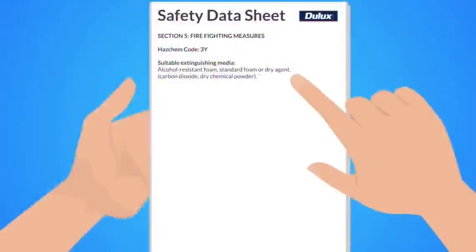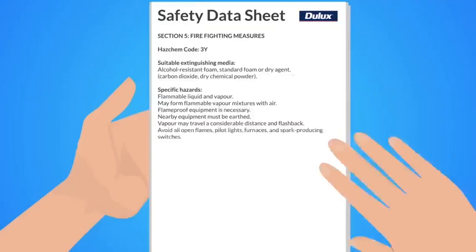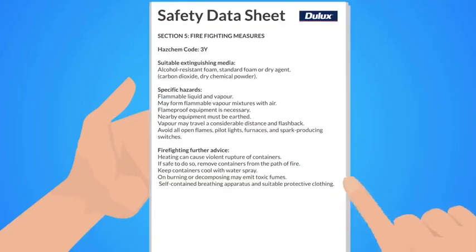Section 5 leads with the HazChem code and the suitable extinguishing media or fire extinguisher type. Next are the hazards that may start or exacerbate an existing fire. Finally, advice to firefighters fighting a fire involving the substance covered by this SDS.